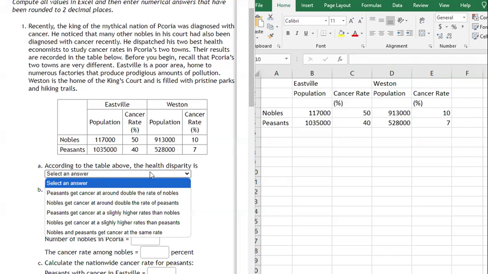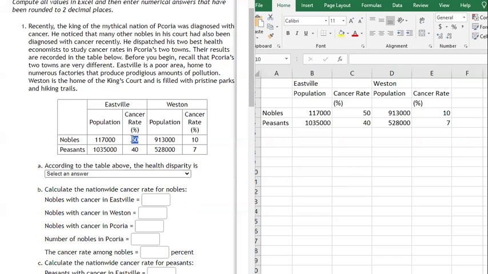Okay, so according to the table above, the health disparity is what? Well, if you look at Eastville, the cancer rate for nobles is 50%. And the cancer rate for nobles is 10% in Weston. For peasants, it's 40 in Eastville and 7 in Weston.